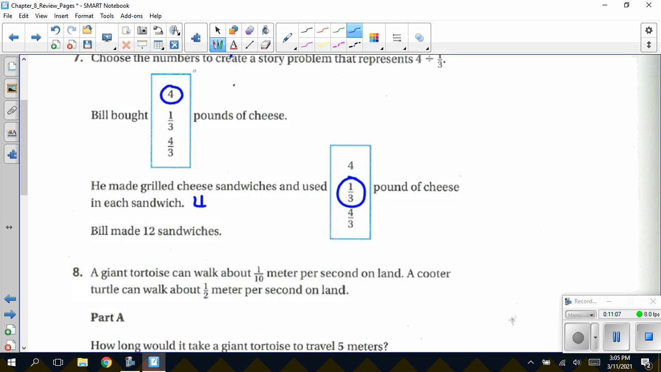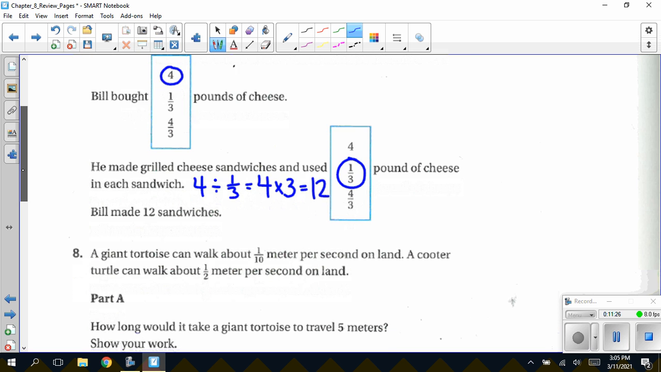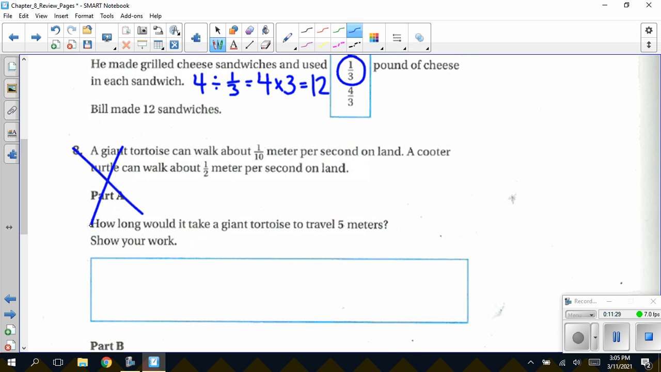So we do have 4 pounds being divided into 1/3 pound sections. And if I check that answer, I would have 4 times 3 equals 12. So that is how I would need to select my answers. Now I am going to go ahead and cross off 8. And that takes us to the end of that page.